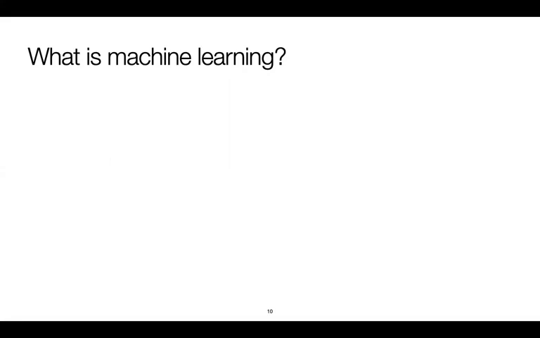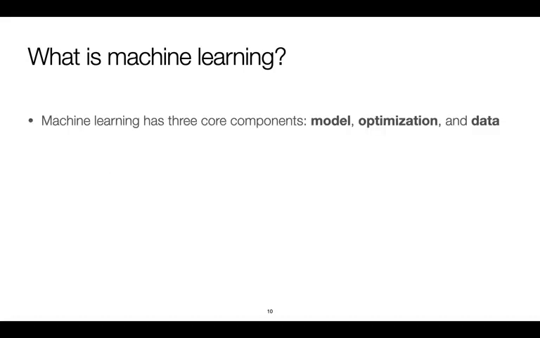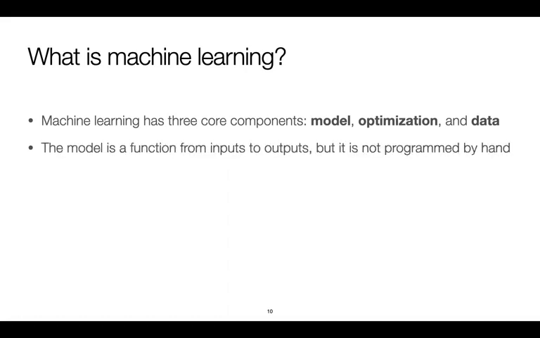But I would assume that many of you with your backgrounds would probably latch onto this slide fairly easily. So machine learning has three core components: the model, the optimization, so the way that the optimization is done, and the data. The model is, at its core, a function that goes from some inputs to some outputs. The inputs and the outputs are defined by the data. They're defined by the problem that we're trying to solve.